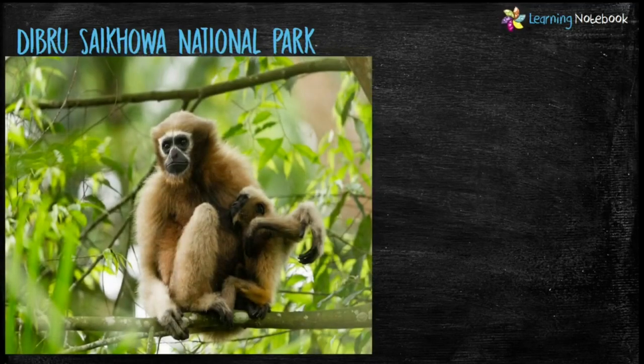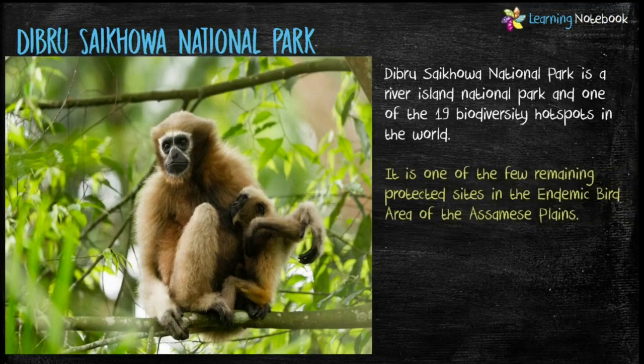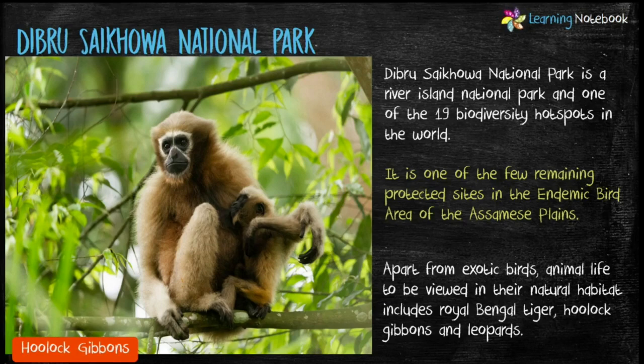Next is Dibru-Saikhowa National Park. This national park is a river island national park and one of the 19 biodiversity hotspots in the world.